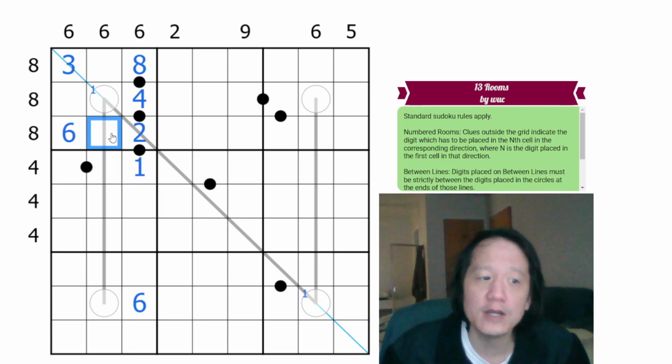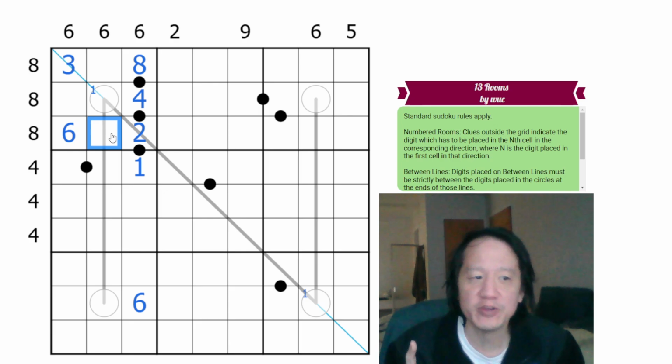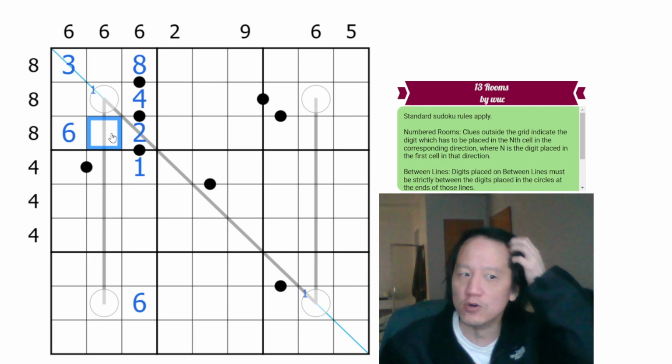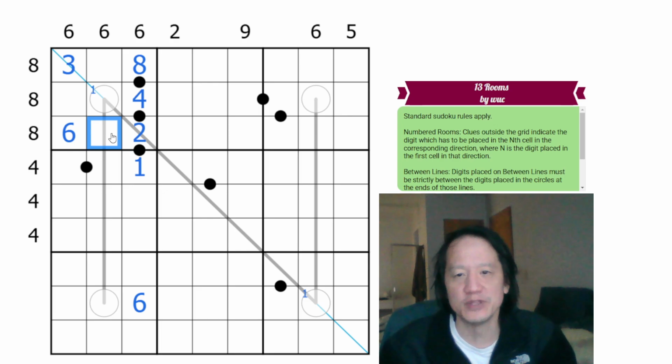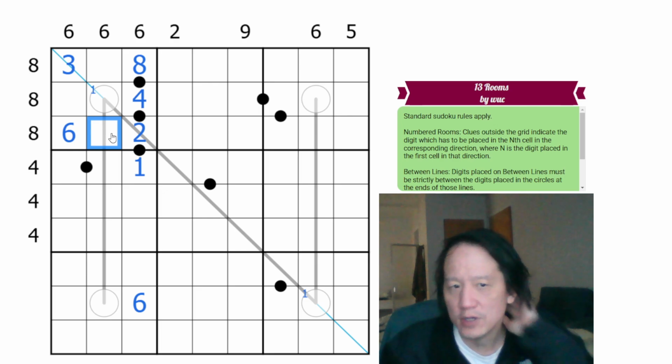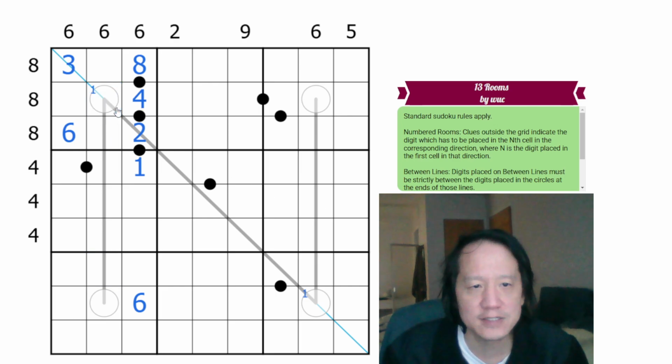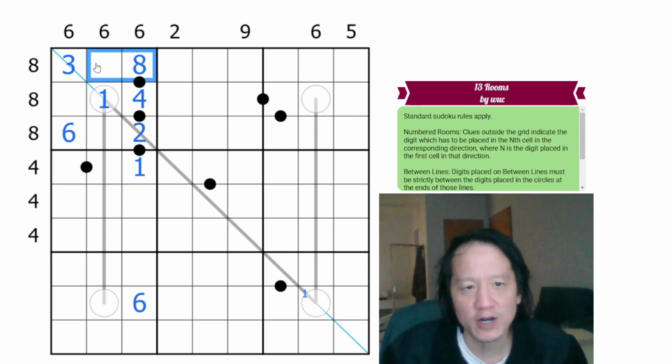So 1 cannot be either of these two spaces. 1 can never be on a between line because what can 1 be in between for a digit? The only one would have to be 0, right? But the 0 is not in normal Sudoku. Therefore, 1 can't be here either. Therefore, we know 1 has to be here for box 1.